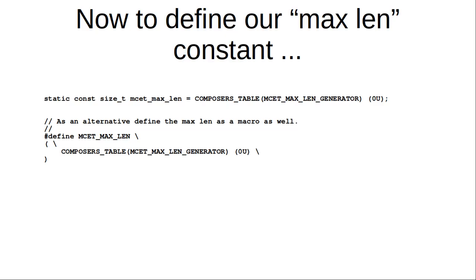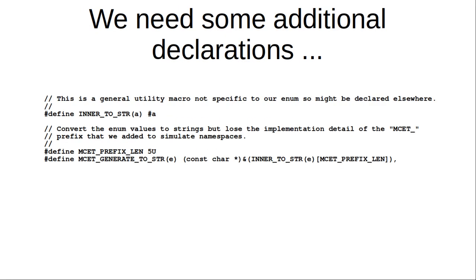What does our enum to string function look like now? We need some additional declarations. We'll implement the function using a data table, and to create the values for that we're going to use a generator to create the string values from the enumeration values. For that we need the preprocessor's stringify hash operator. We also slice off the first 5 characters to hide the implementation prefix mcet_.